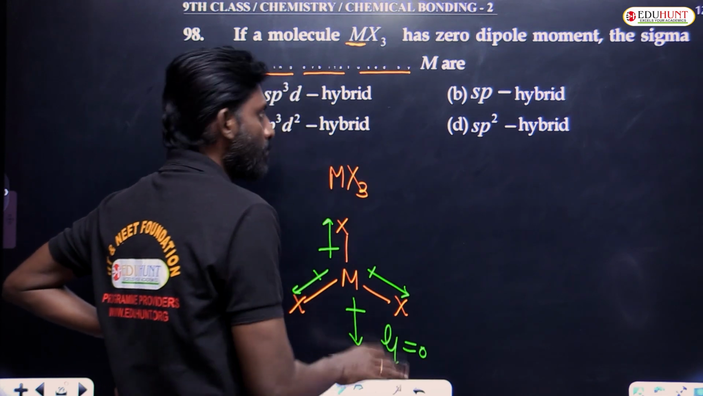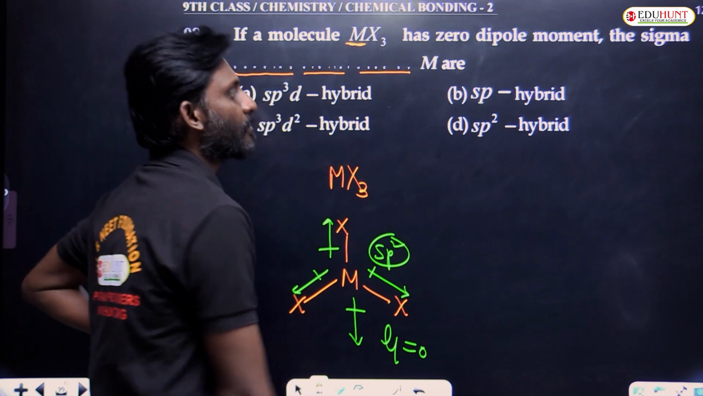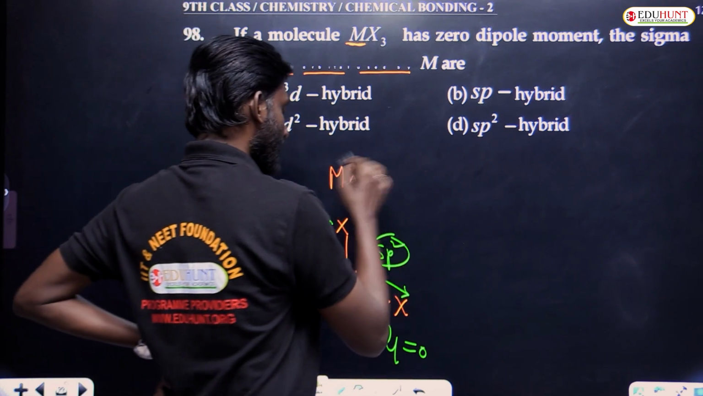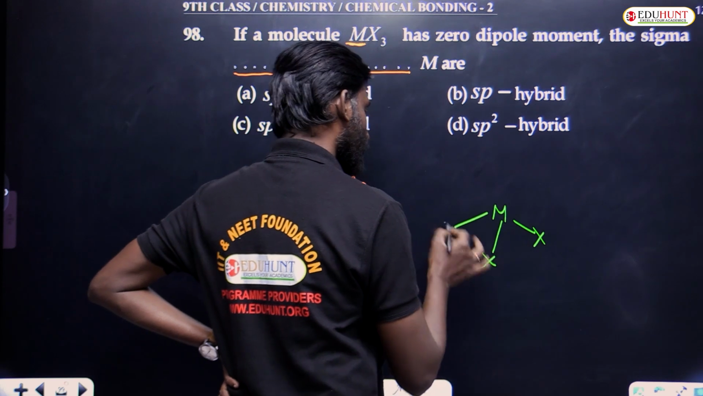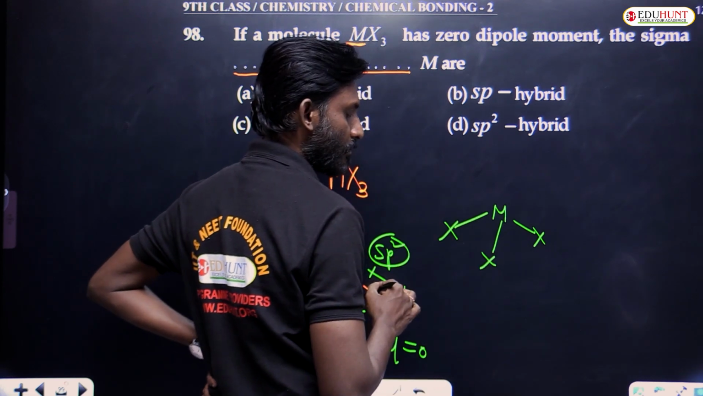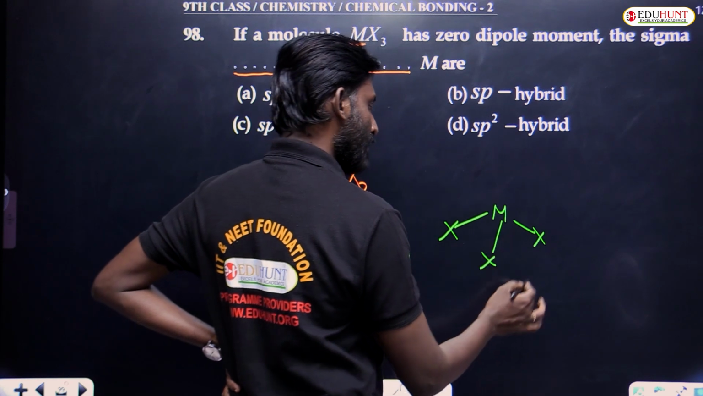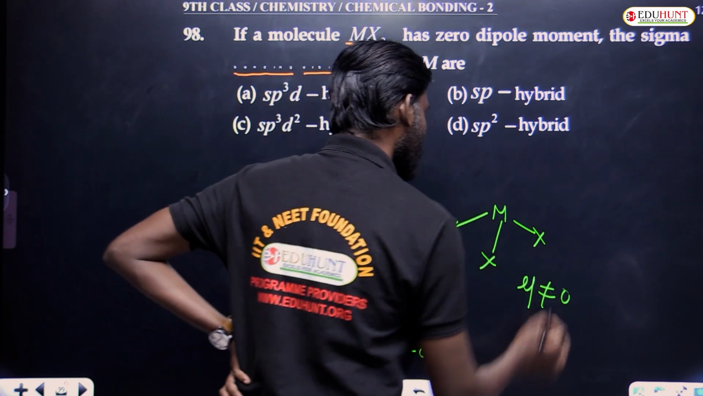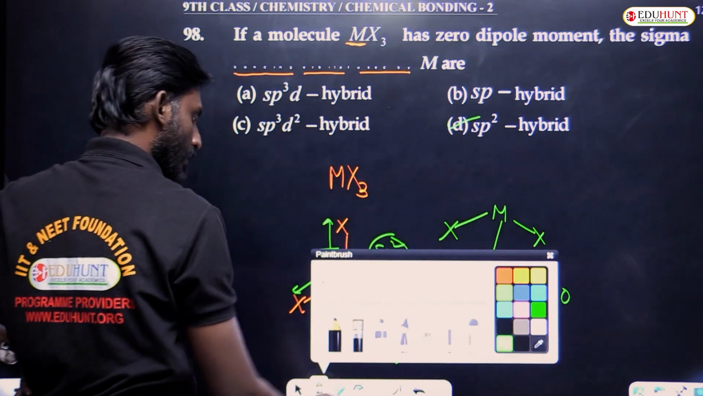For this to happen, the hybridization must be sp2. See, what happens if the same molecule has this kind of geometry? The resultant dipole moment is not equal to 0. So sp2 hybridization gives that phenomenon.